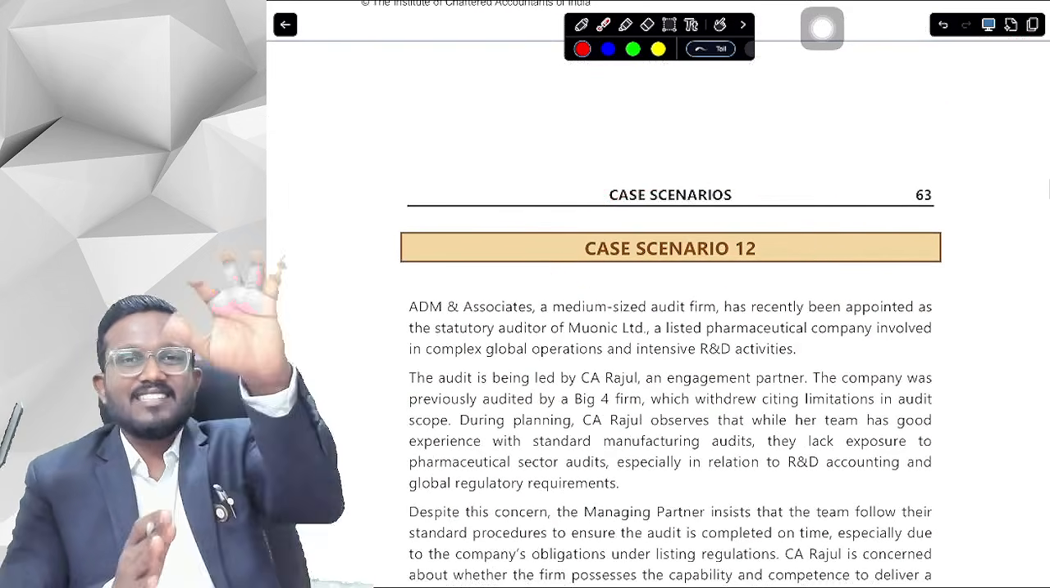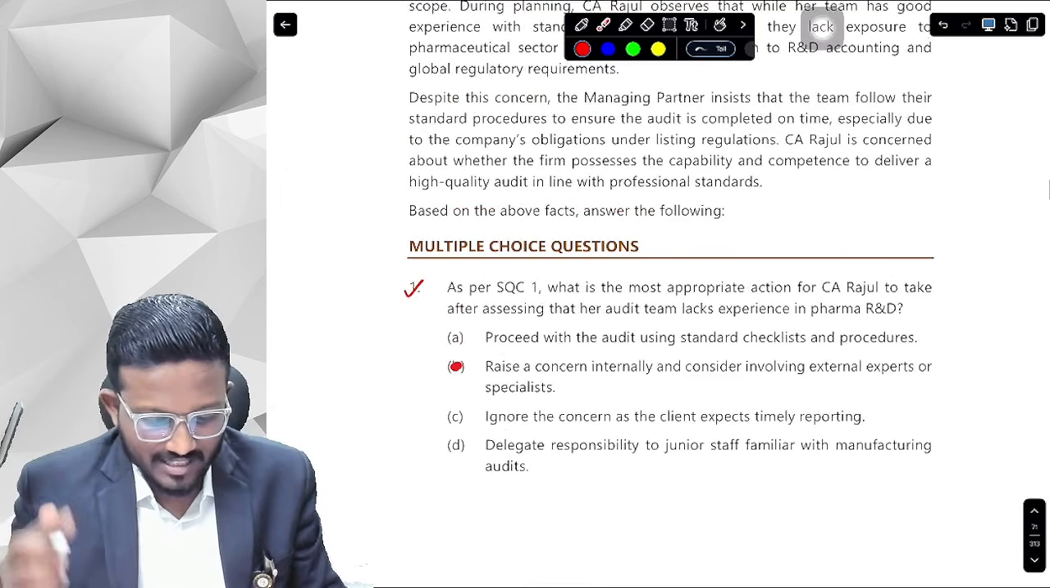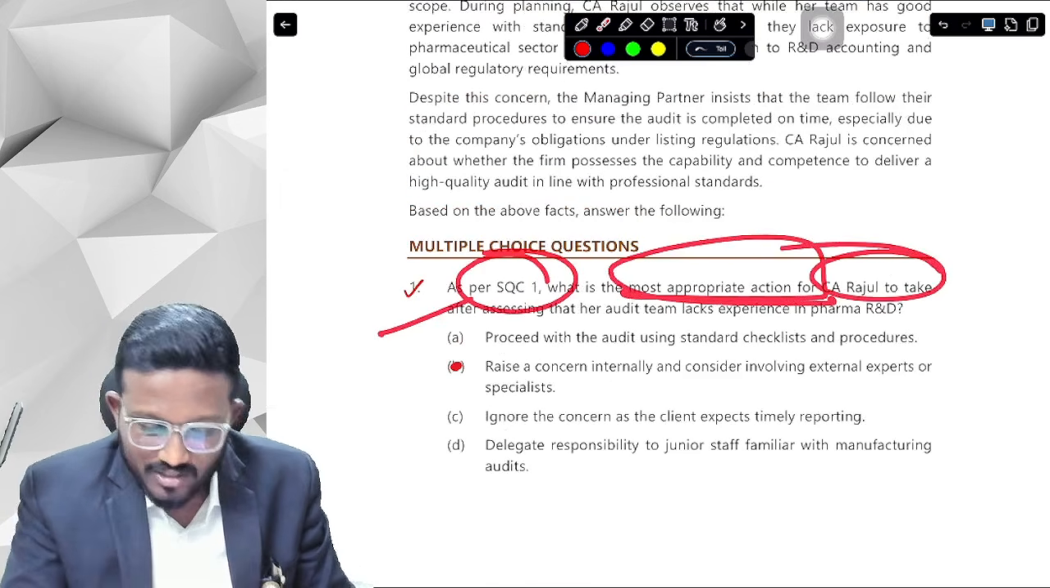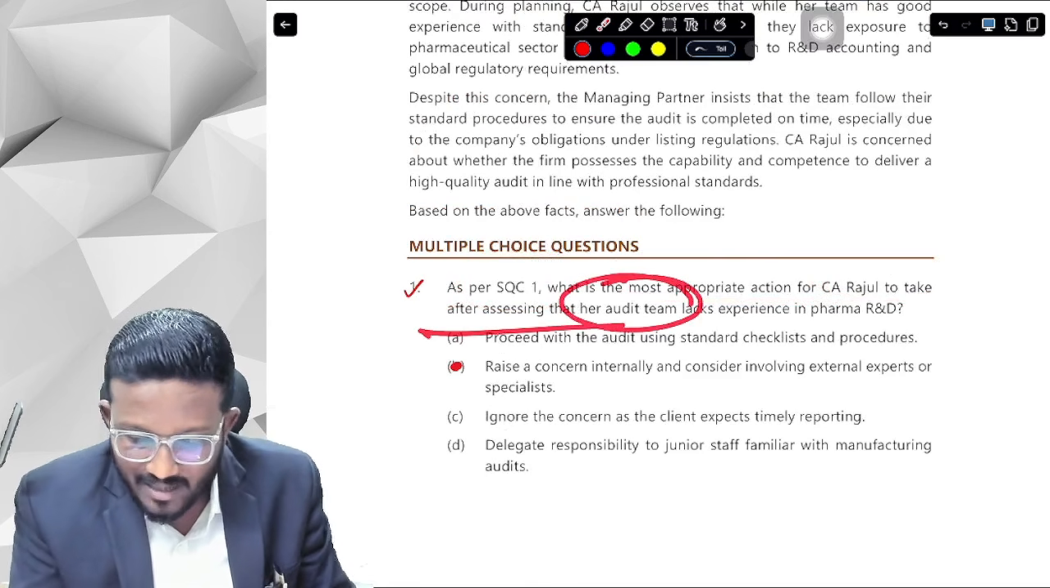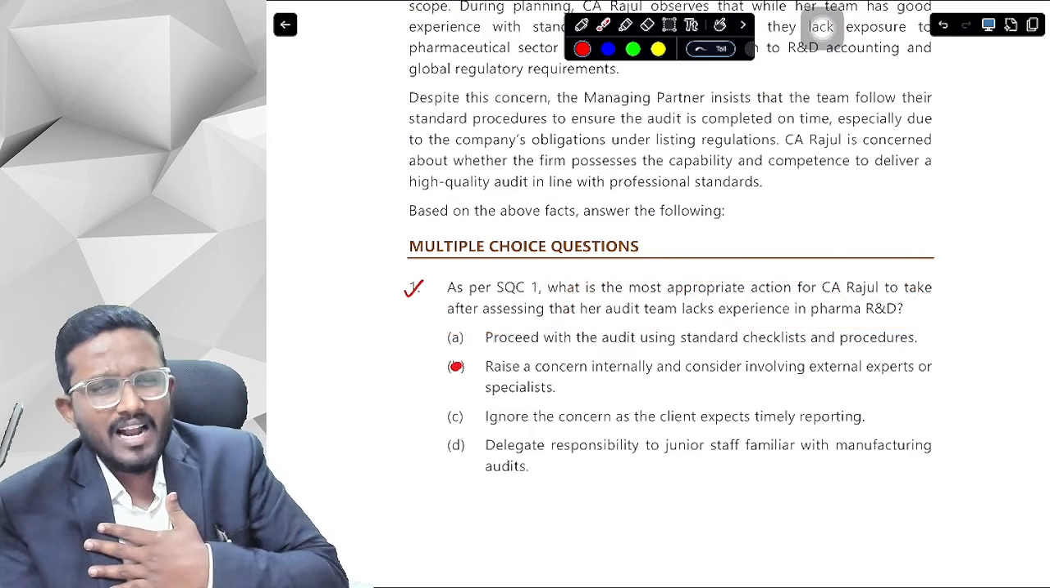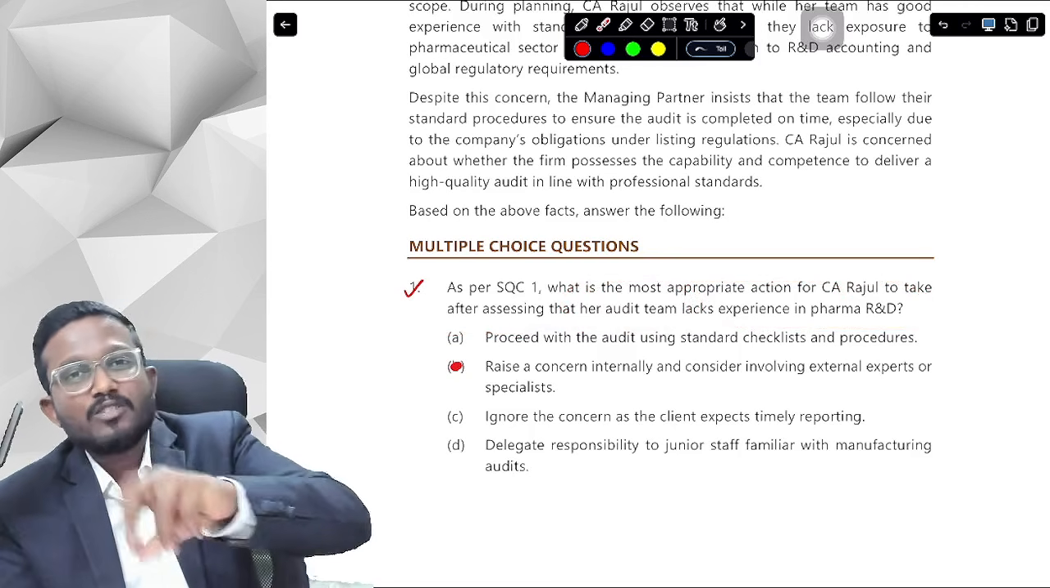Let's discuss case scenario number 12. What does case scenario number 12 say, sir? First of all, as per SQC 1, which is the most appropriate action for CA Rajul after assessing that her audit team lacks experience in pharma R&D? So basically there is a client in pharma R&D and we are lacking experience in pharma R&D. So as per SQC 1, what should I do?